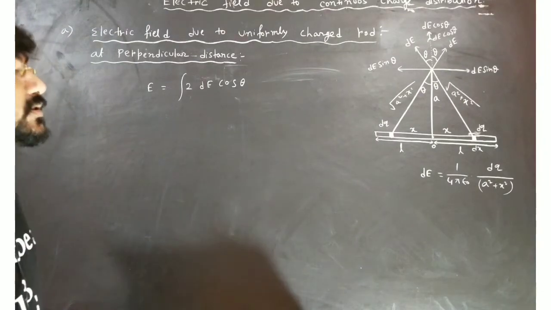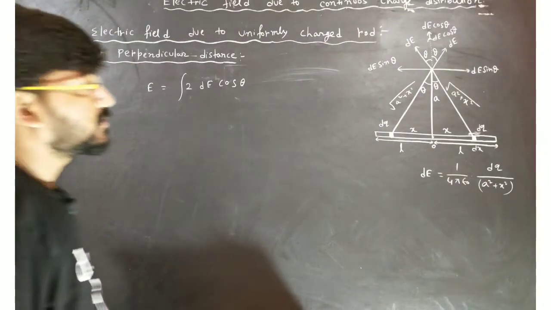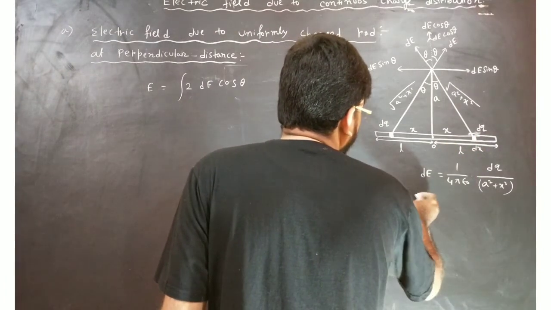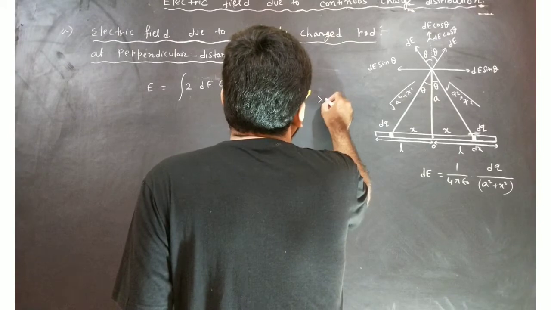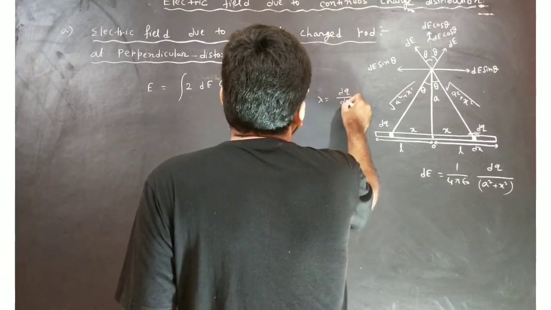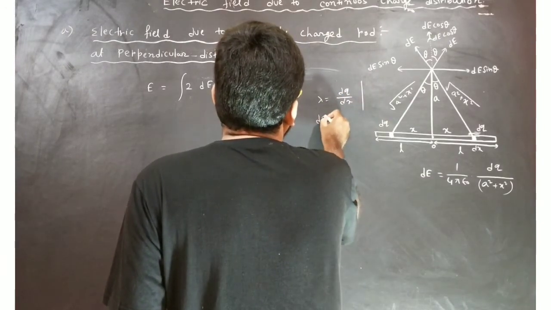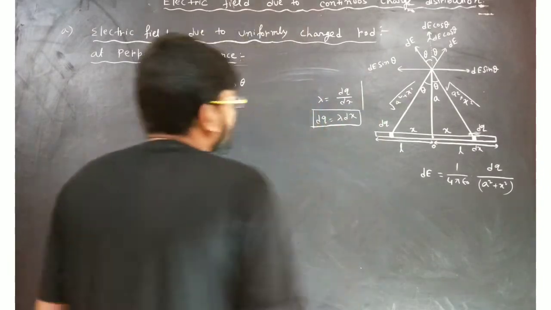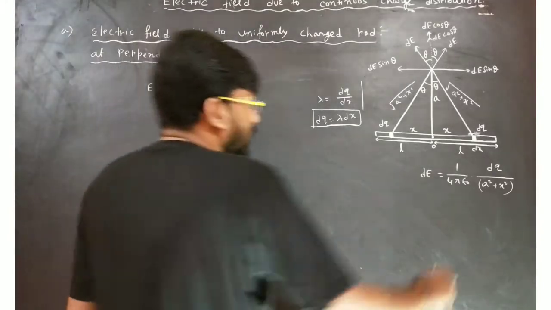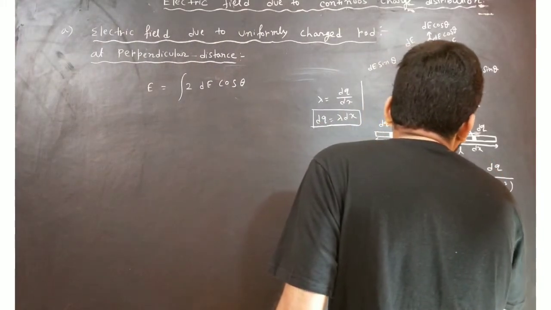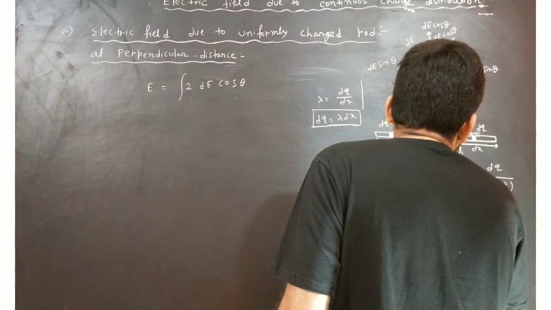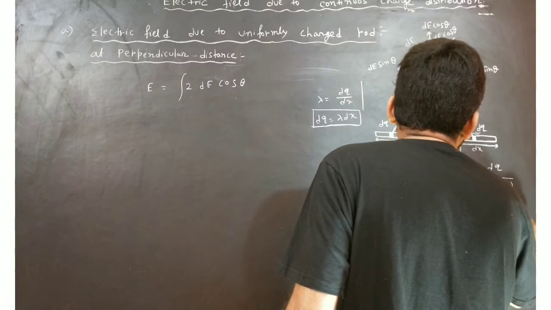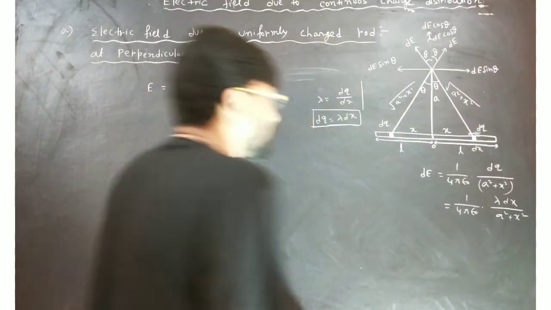So this is d. And what is dq? dq is lambda dx, because we have lambda is equal to dq by dx. Okay, so what is dq? So dq will be lambda dx. So we can substitute here, instead of dq we can substitute lambda dx. So it will be 1 by 4 pi epsilon naught into lambda dx divided by a square plus x square.